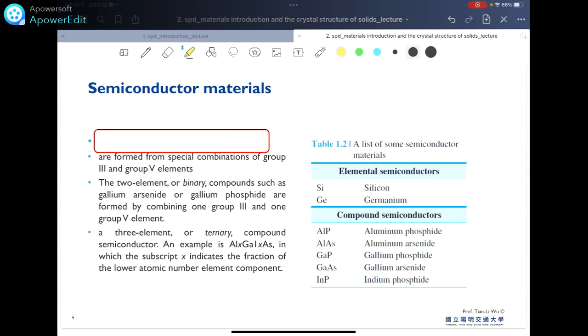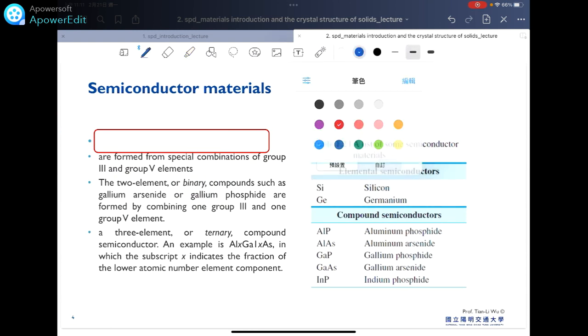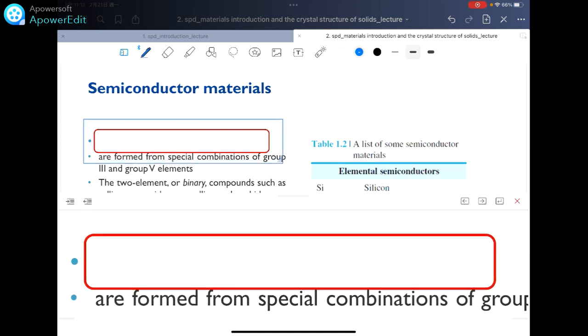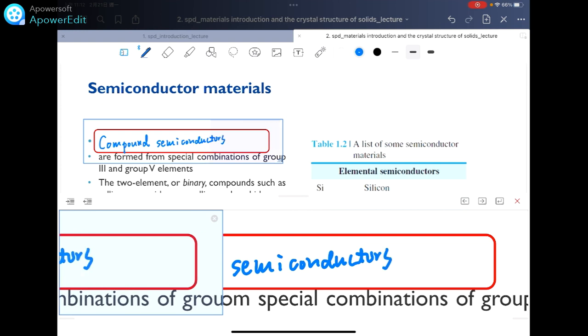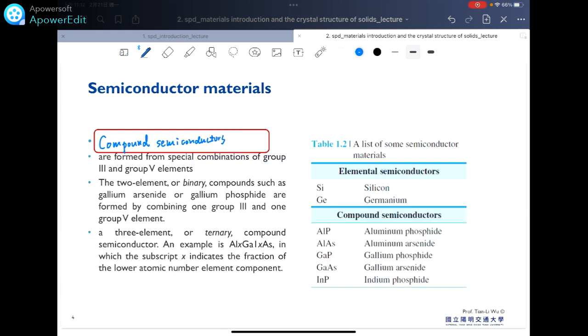Okay, so another type is the combination of two different materials, which we call a compound semiconductor. The compound semiconductor is formed from the combination of group 3 and group 5 elements. We put group 3 and group 5 together and form another type called the compound semiconductor. That can have two elements or three elements. Two elements is sometimes also called binary, for example, gallium arsenide.